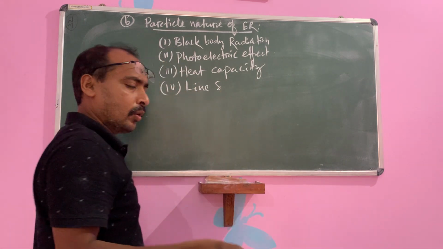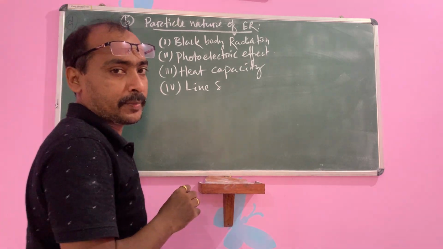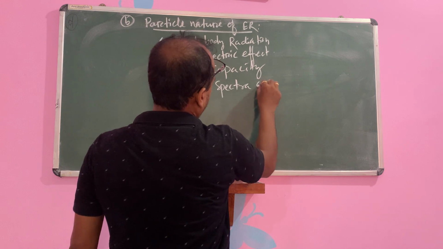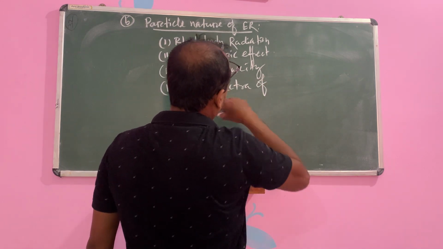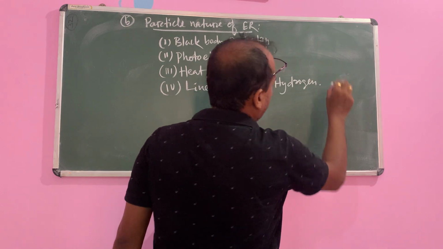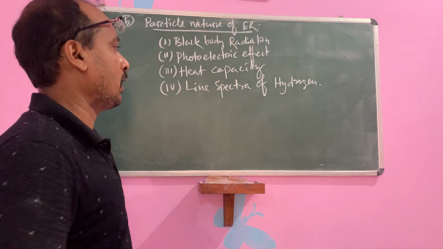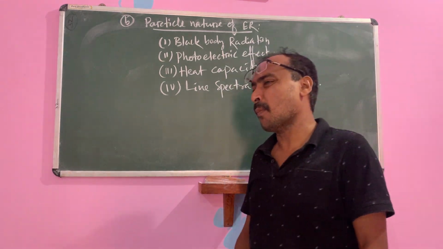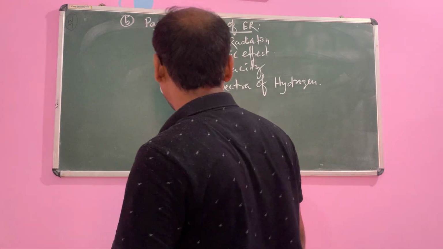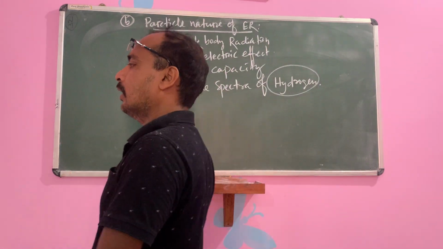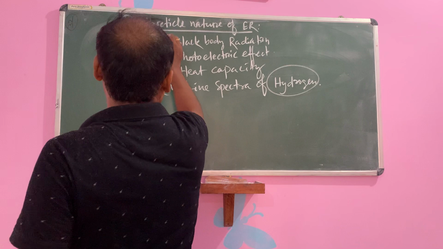Then after line spectra, we will discuss the atomic spectra. Children, line spectra of hydrogen. Because hydrogen has only one electron, it is not complex to study the line spectra. If you take multi-electron atoms, then it is very difficult, a complex study. Hydrogen has only one electron, so line spectra can be easily studied. So one by one we will discuss.